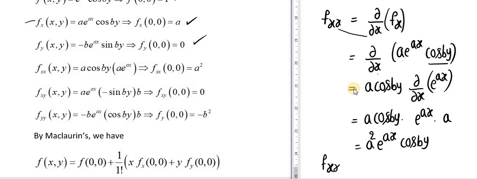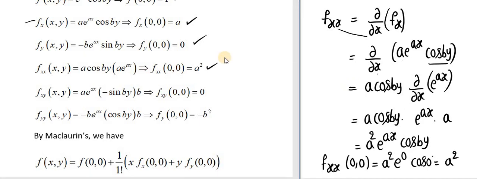F_xx at (0,0) is a square e power 0 cos 0. We know the value of cos 0, that is 1. E power 0 is 1. 1 into a square is a square. So f double x is a square.